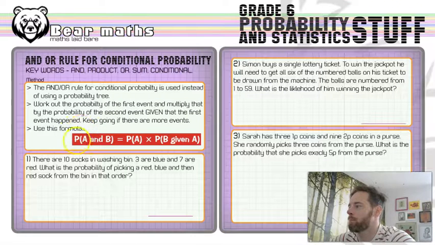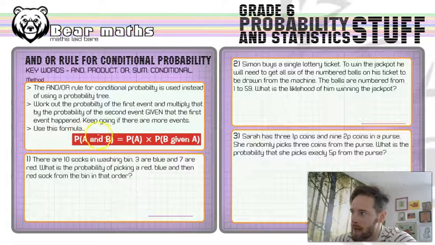And do that until you've finished the question, basically. So we use this formula, basically. Probability of A and B happening is equal to the probability of event A multiplied by the probability of event B, given that event A occurred. It actually happened. All right.